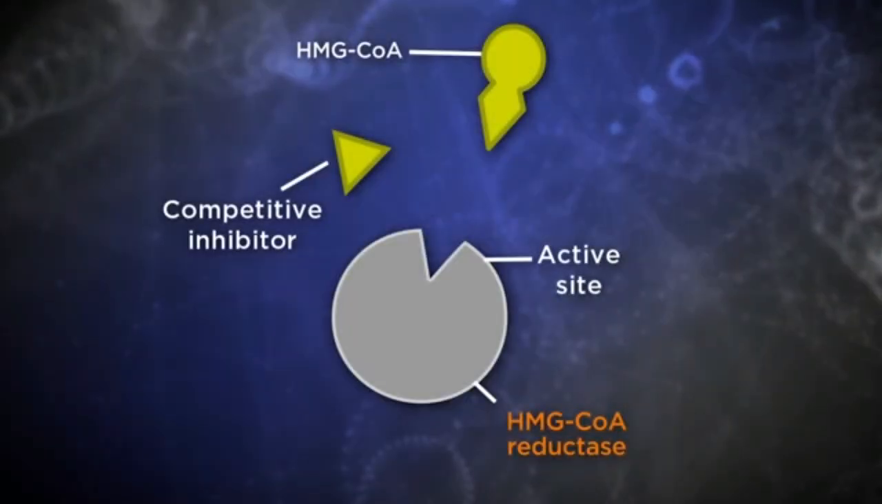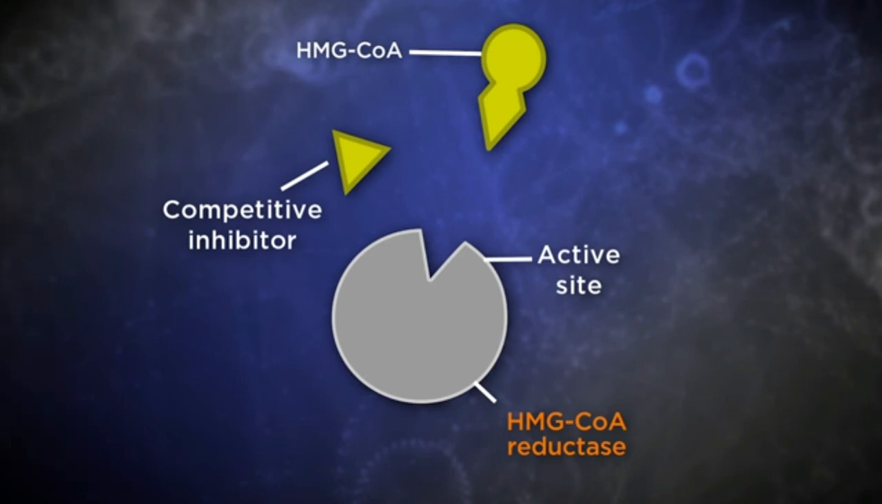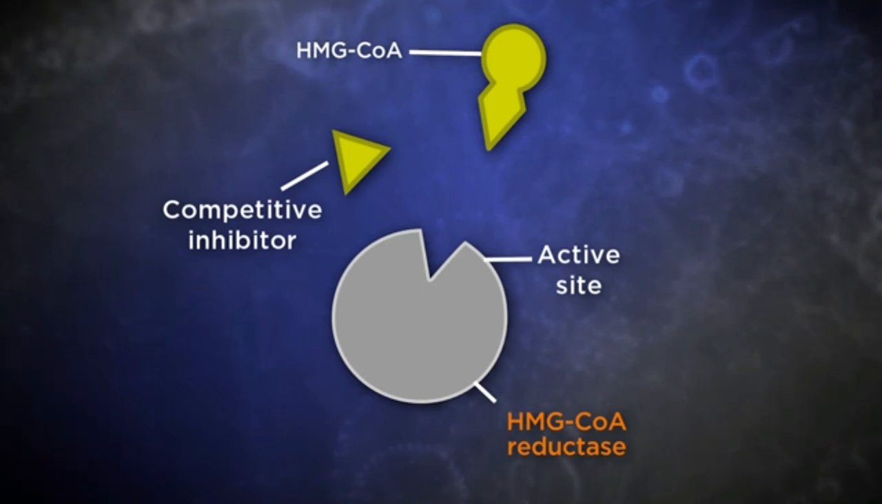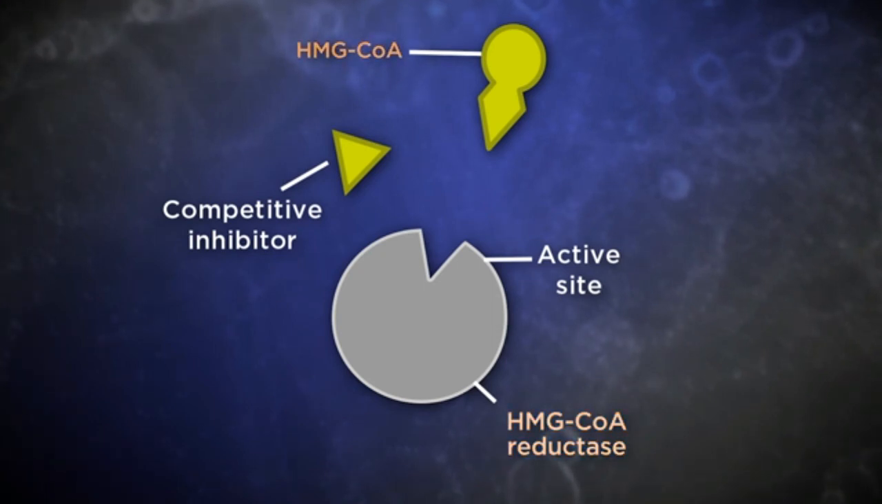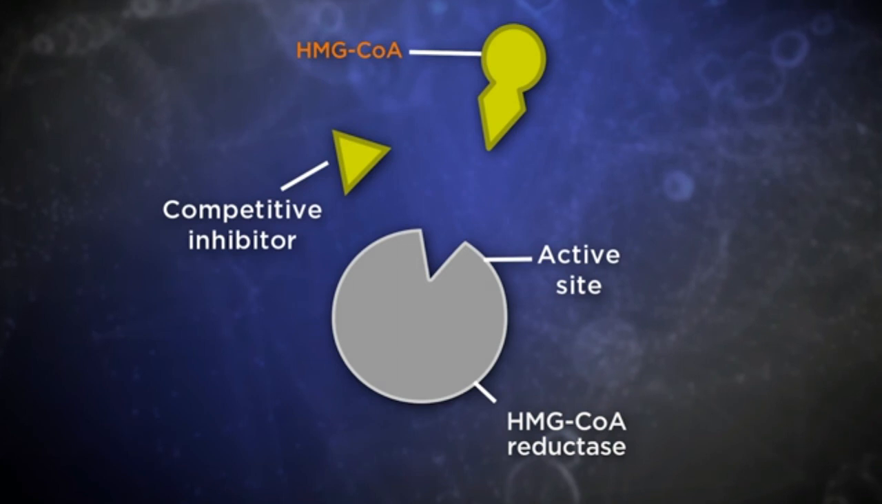An excellent example of synthetic drugs acting as competitive inhibitors are the statin drugs, used by over 22 million Americans to lower blood cholesterol. Statins lower the activity of an enzyme called HMG-CoA reductase that plays a key role in cholesterol synthesis in our liver. The normal substrate of HMG-CoA reductase is called HMG-CoA.